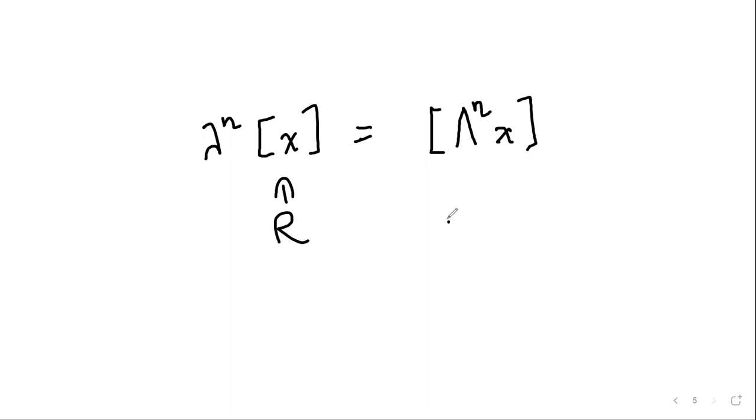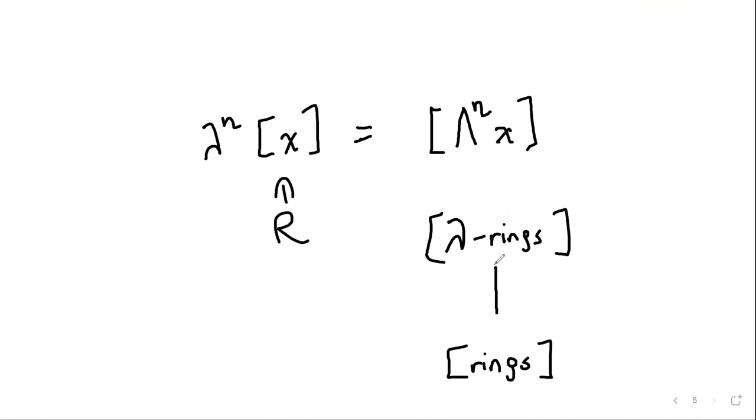So the point is that we've got this category of lambda rings, and then there's this category of just rings, and there's this obvious forgetful functor from lambda rings to rings. But the cool part that you mentioned is that it has both a left and a right adjoint. So it has this left adjoint, L, and then it has this right adjoint, and the forgetful functor U.